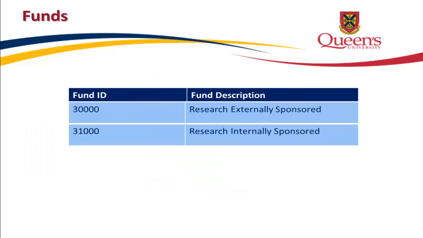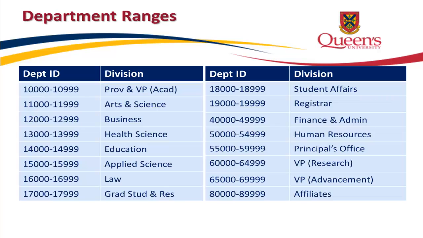For research transactions, funds 30,000 or 31,000 must be used. Fund 30,000 is used to record transactions related to externally sponsored research projects, and Fund 31,000 is used for internally sponsored research transactions. Departments are 5 digits in length and are set up in ranges based on their related faculty. For example, departments which fall within the Faculty of Arts and Science will reside in the 11,000 range.